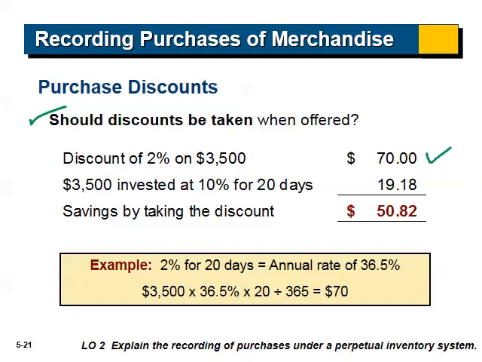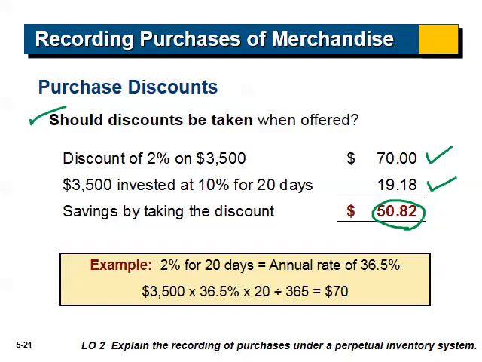Well, we know that the discount is $70. We just figured that out. If we, instead of doing that, we held on to it for those final 20 days and invested it at 10%, which is pretty high for 20 days, you would get $19.18, and therefore you would have a big savings of $50.82. It almost always works out where it's best to take the discount.